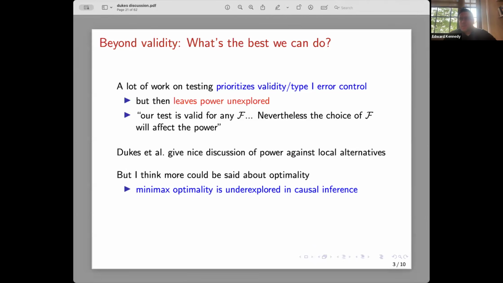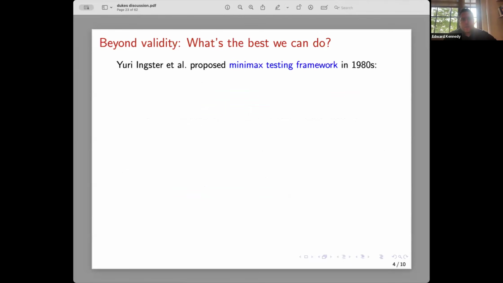And so this is maybe just a pitch that I think optimality and minimax optimality is really underexplored in causal inference. I think there are just lots of things left to learn, very fundamental basic problems that we don't have a great understanding of in this setting. And in particular, I haven't seen really any work on minimax testing in causal inference. So I thought I'd just talk for a minute about this. There's this nice minimax testing framework from the 80s by Ingster and colleagues.